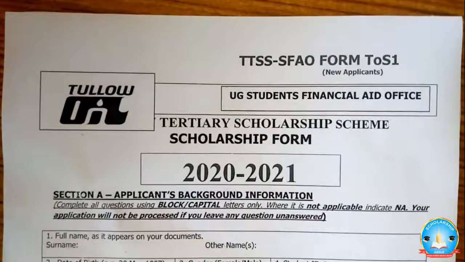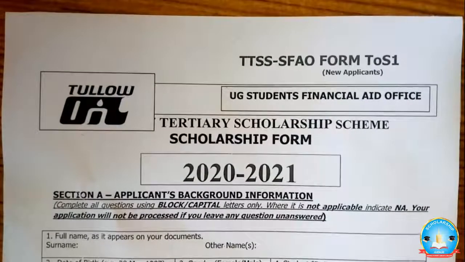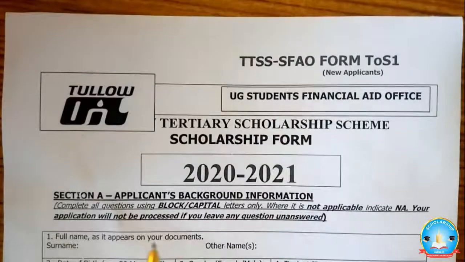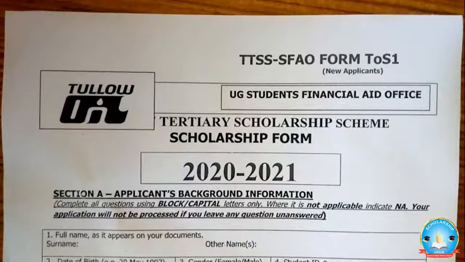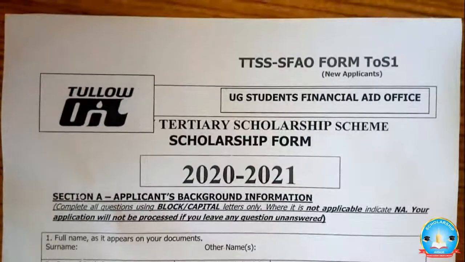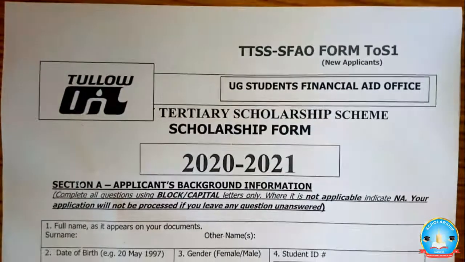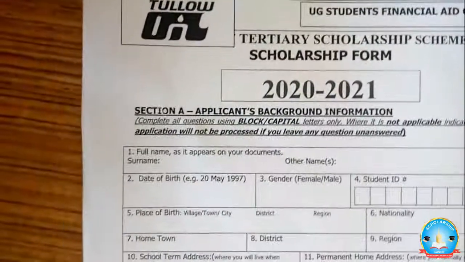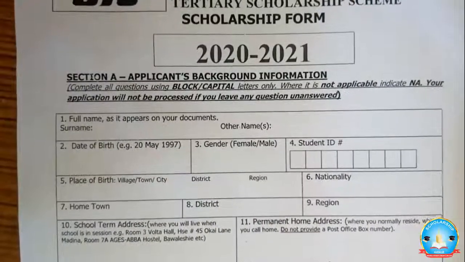Now, to start with, at every section of this scholarship, we are going to read the instructions carefully. Section A reads: Applicant Background Information. Complete all questions using block capital letters only. Where it is not applicable, indicate NA. Your application will not be processed if you leave any question unanswered. Now, we have in mind that every section we are going to start with a capital letter.